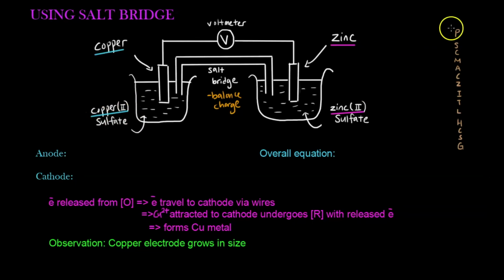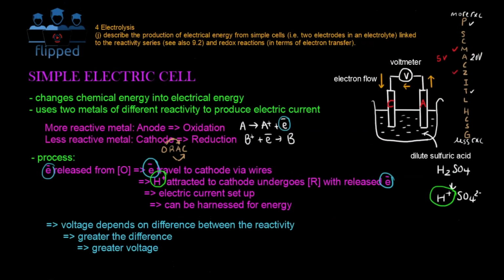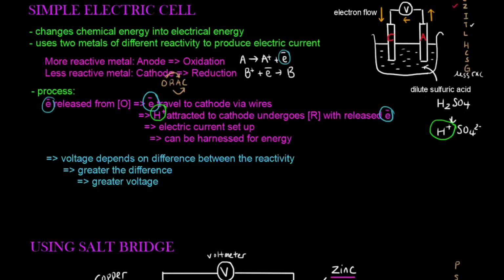Let's take a look at the reactivity series and try to find copper and zinc. Copper is here, zinc is here. If you notice this reactivity series, there are 3 C's: 1, 2, 3. Please take note that the last C is copper. This is carbon, this is calcium. Please try not to mix them up. So copper is all the way at the bottom. We learned here that we want to put the more reactive metal at the anode, the less reactive metal at the cathode.